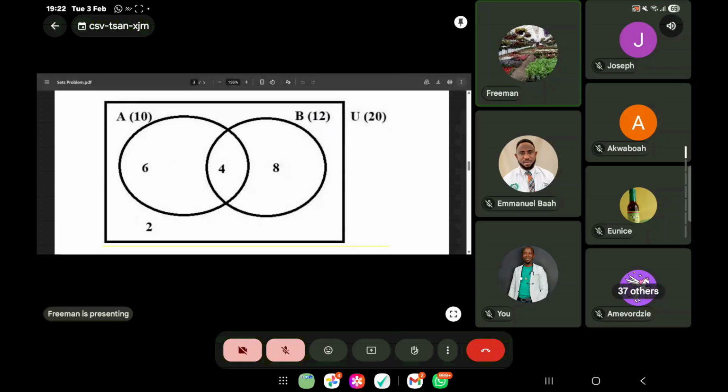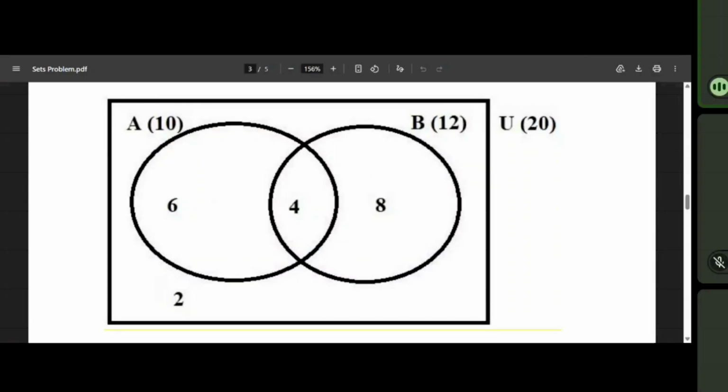So if 4, for instance, is not there, how do we get a 4? We know that when you add 6, 4, 8, and 2, you're going to get 20. So if 4 is represented by X, all you have to do is to add 6, 8, and 2, which gives you 16, and subtract from the 20, then you have the value of your x, which is the 4 we are seeing there.